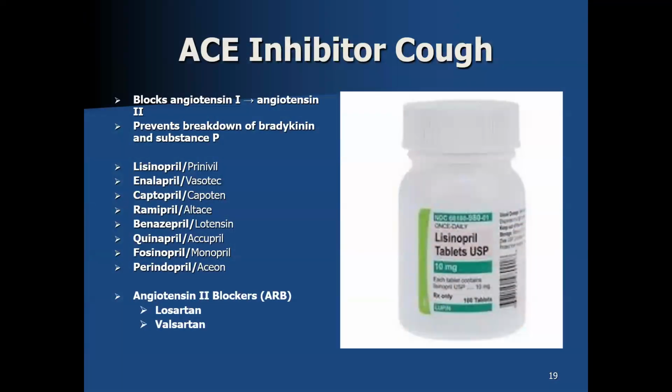As mentioned, ACE inhibitors block the conversion of angiotensin 1 to angiotensin 2, but this also prevents the breakdown of bradykinin and substance P. Both are inflammatory peptides. When these peptides accumulate in the respiratory tract, they stimulate cough receptors in the airway mucosa and lungs. This causes a dry, persistent, non-productive cough.